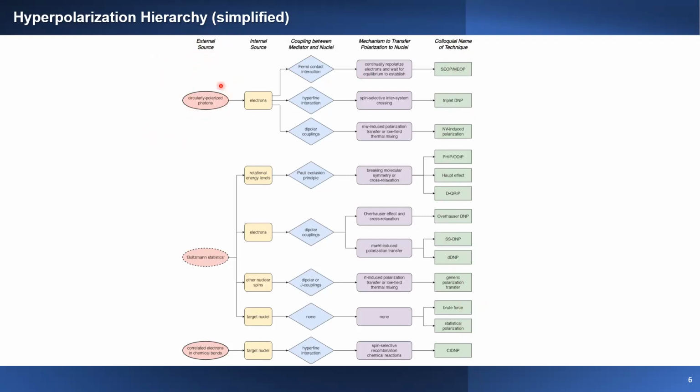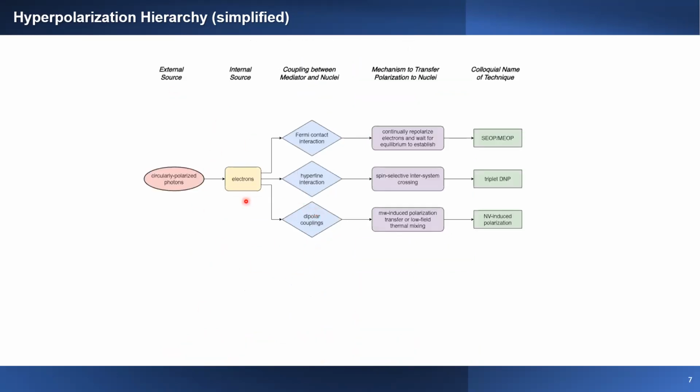So that could be circularly polarized photons, the general concept of Boltzmann statistics, or for KIDNIP, which is chemically induced dynamic nuclear polarization. It's a bit of a special case and sort of hard to define exactly where the polarization comes from in that case. So we'll pass over that for now, and we'll just look at these two broad cases. So we can zoom in there and run through this diagram.